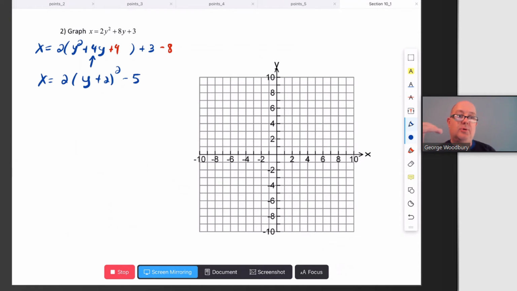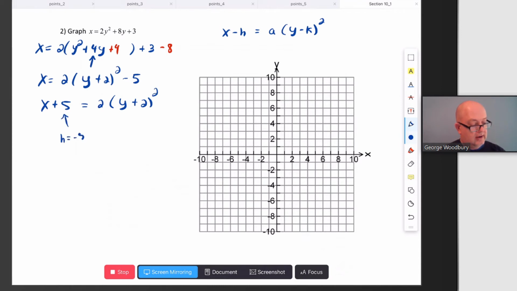And I'm going to bring that 5 over to the left-hand side so it's in that same format that we used in the first one. X minus h equals a times y minus k squared. So the equation is equivalent to x plus 5 equals 2 times y plus 2 squared.